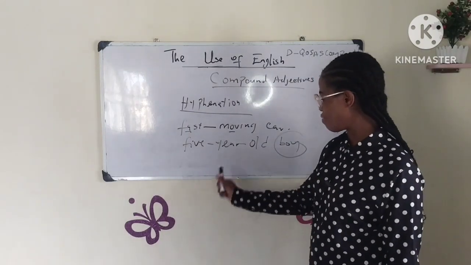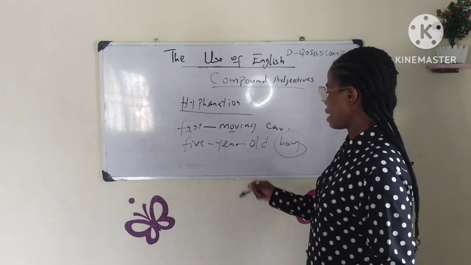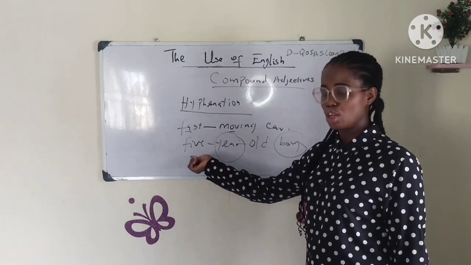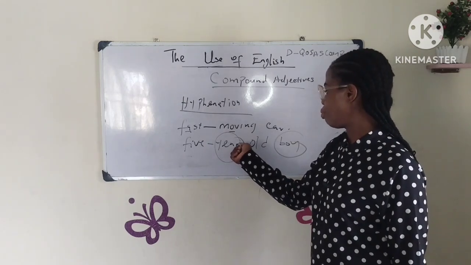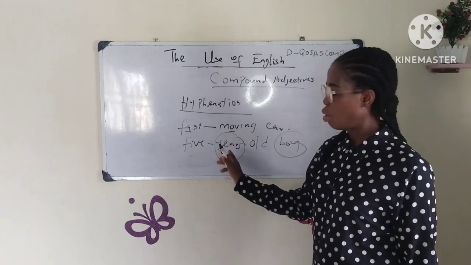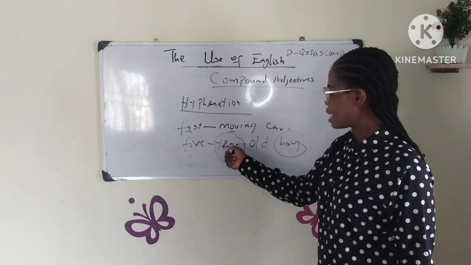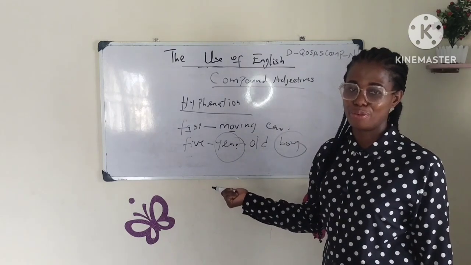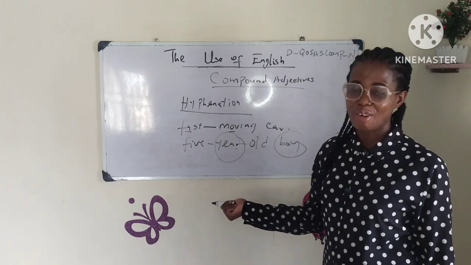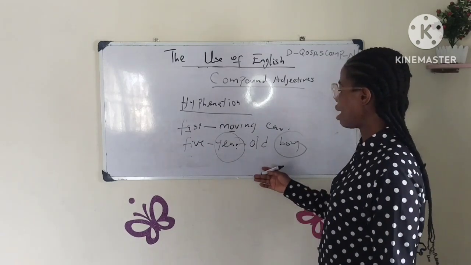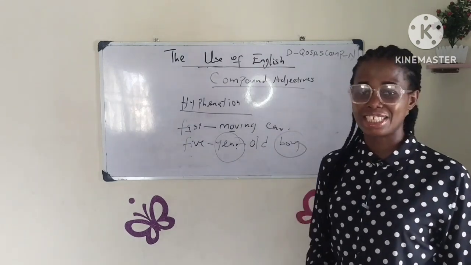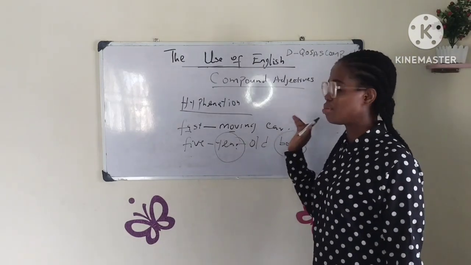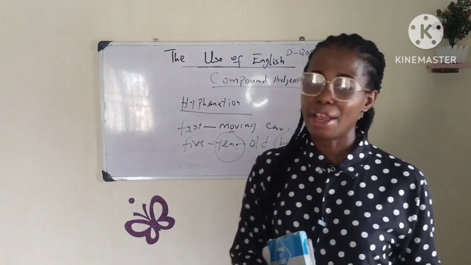Let's take for example 5-year-old boy. Now year is a noun. The 5 here should make you want to pluralize year, but you're not going to pluralize it, because year here is not functioning as a noun but as an adjective. Do we have plural adjective and singular adjective? Of course not. So when you have a noun acting as an adjective, you should not pluralize it. 5-year-old boy: you must not pluralize the noun in a compound adjective.